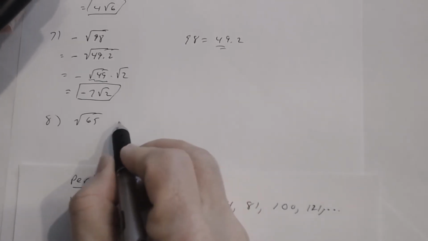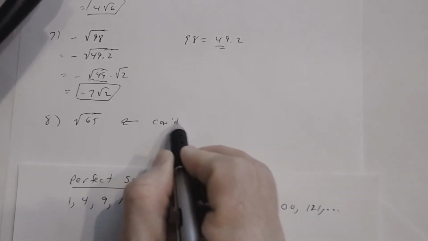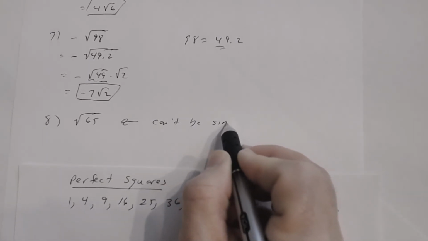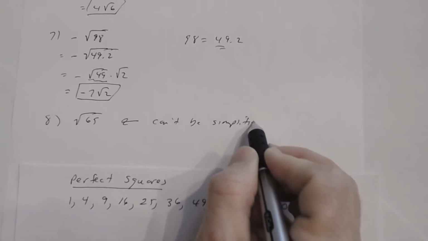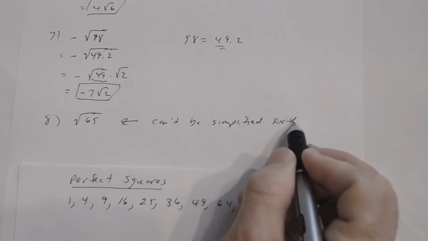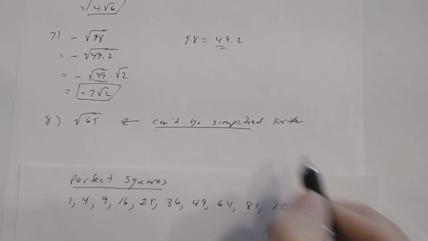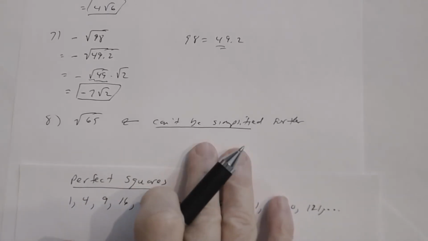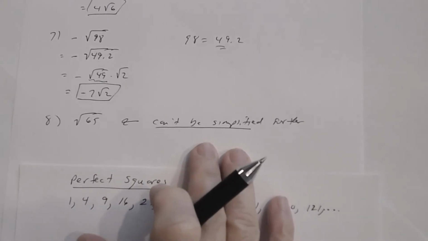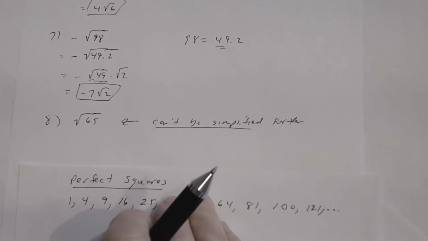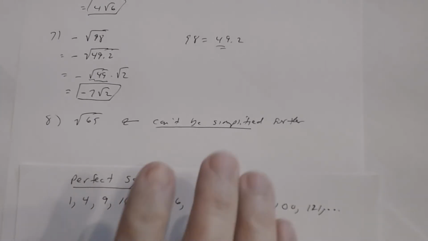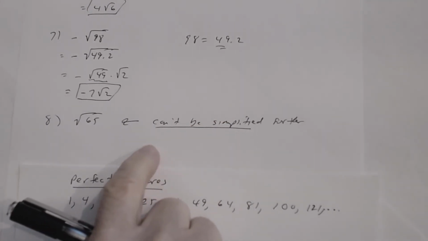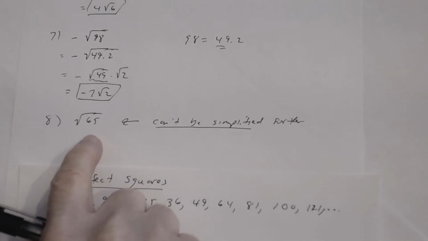So what you would say is that this can't be simplified further. Or some people will just say can't be simplified. Okay, so now you could write this and you're fine, because this cannot be simplified. Now sometimes though, if it's a multiple choice, they may have the words can't be simplified, and so you'd circle it. Sometimes they would have this itself as the choice.